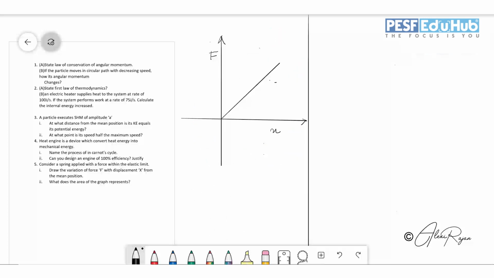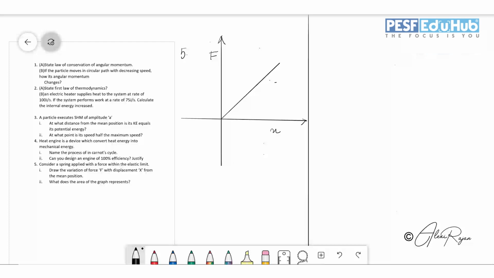So for the fifth question, consider a spring applied with a force within the elastic limit. First question, that is, draw the variation of force F with the displacement X from the mean position. Second sub question, what does the area of the graph represent? So in the first sub question, they haven't mentioned anything about the force, that is whether it is a restoring force or a deforming force, nothing they have mentioned.